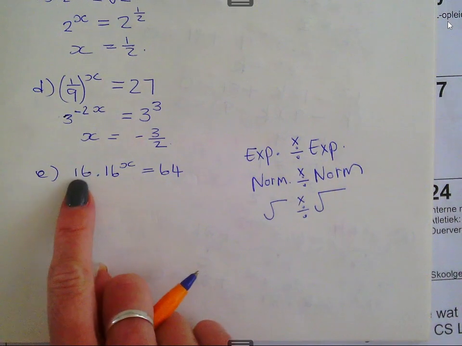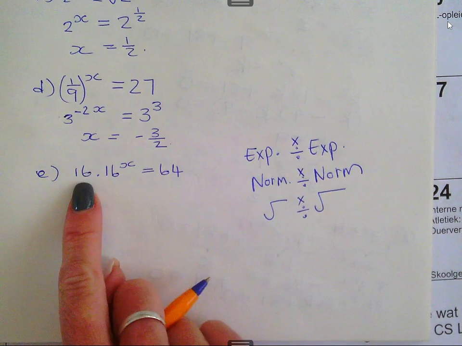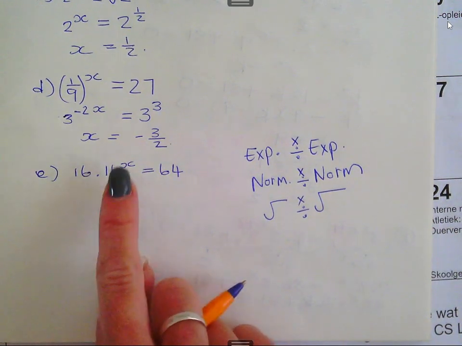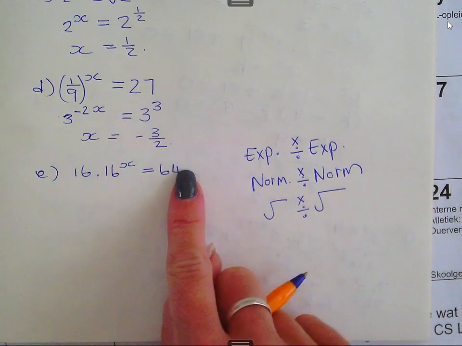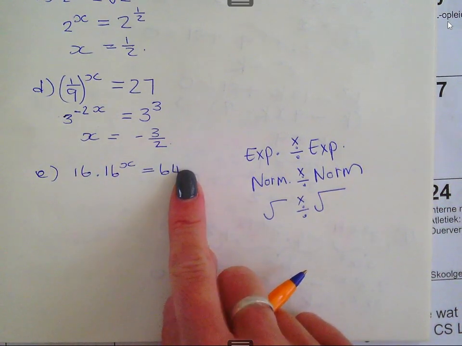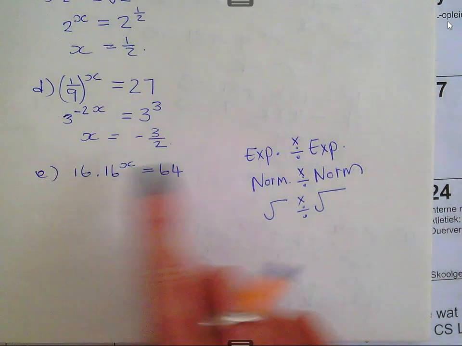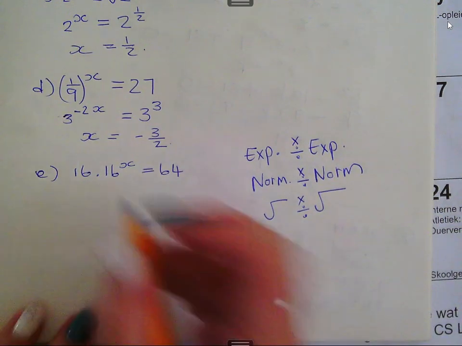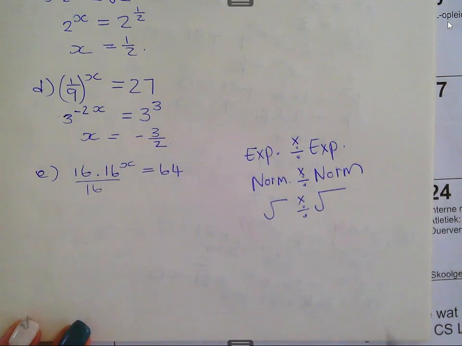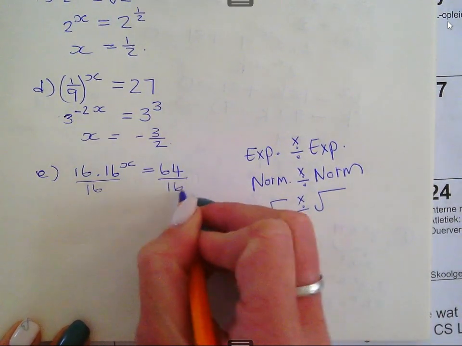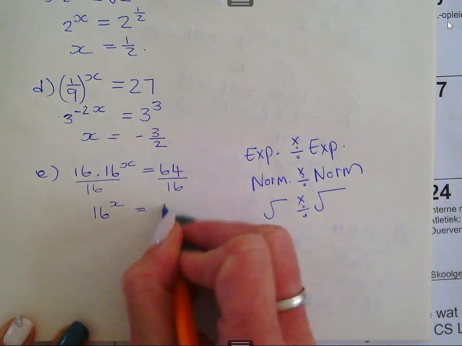So when I look at 16 times 16 to the power of x, 16 is a normal number. 16 to the power of x is exponential. 64 is a normal number. So what do you think we're going to do? Divide with 16 so it can go to 64. Here it cancels out, right? This is mathematically what we're doing. And here 64 divided by 16, that gives me 4.